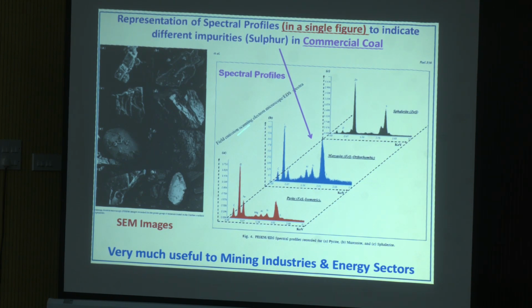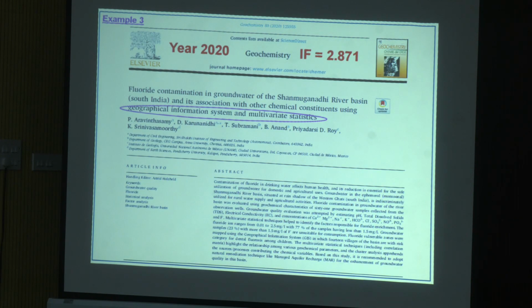This is the spectral profile. We have studied the sulfur impurities in commercial coal. We collected a lot of coal samples, did the experimental work, and then presented our data. You have to keep all these spectral profiles in one figure, then only can you correlate and understand. This is the same image; you have to keep it like this, then only people will accept your paper, right? If you write everything in the form of text, nobody will accept it. This will be useful to the mining industries and also the energy sector.